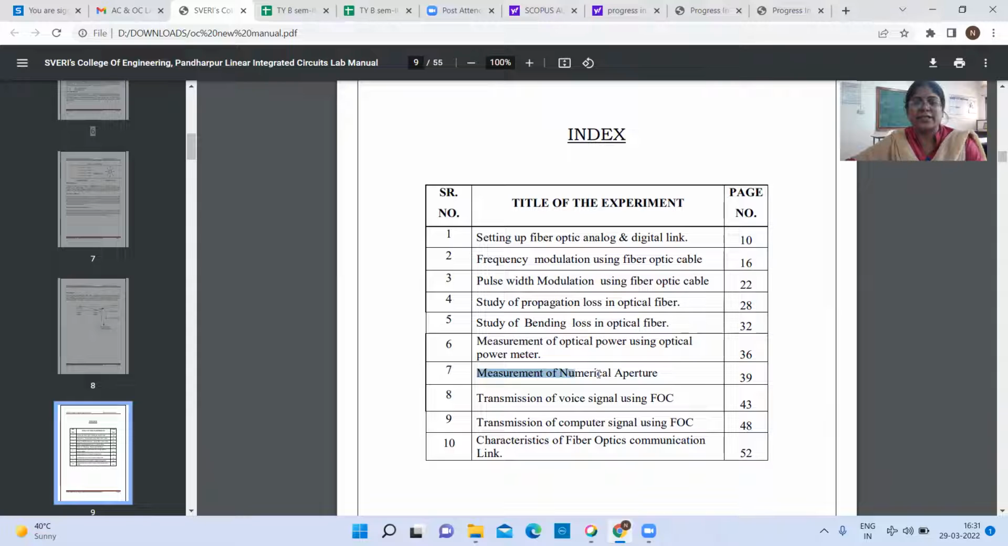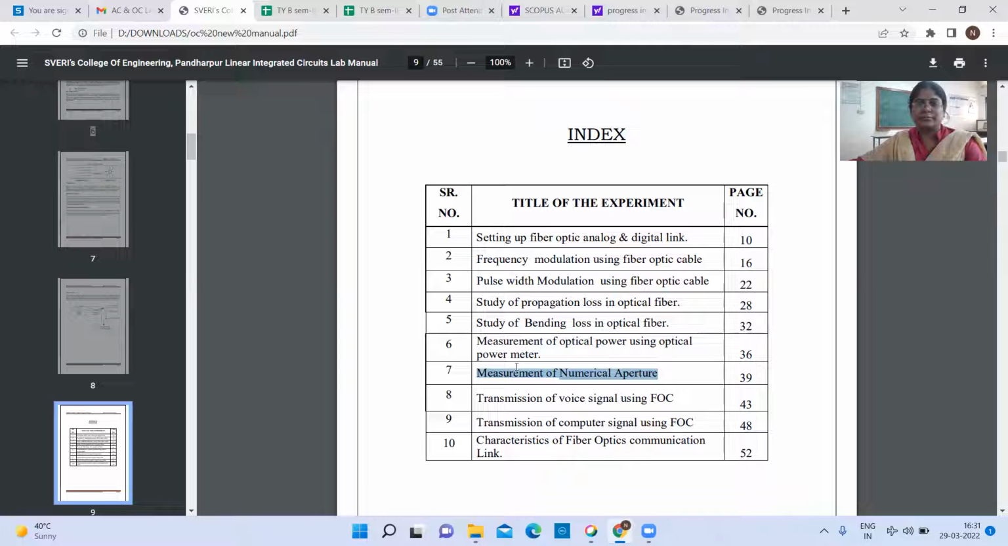Then next is measurement of numerical aperture. Now in the theory part we have seen the numerical aperture concept. So can anyone tell what is the meaning of numerical aperture? What we have seen in the first chapter, the derivation also we have derived and some numericals also we have solved. So can you tell what is the meaning of numerical aperture?